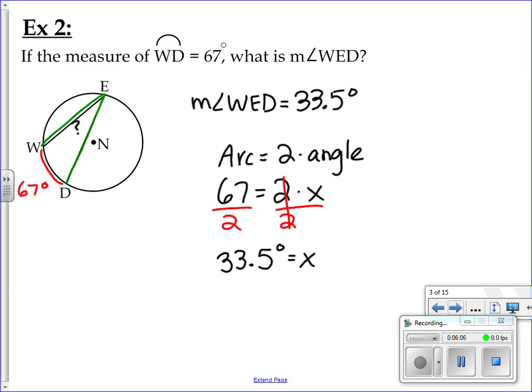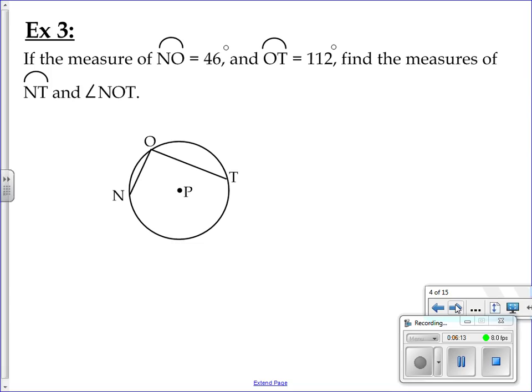So just remember, the arc is always 2 times more than the inscribed angle. All right, let's take a look at one more, example 3. So this time we're given the measure of arc NO. So I'm going to label that here. It's 46 degrees. We're also given the measure of arc OT. That is 112 degrees. And we're trying to find the measure of arc NT. We're trying to find this missing arc here. And we're also trying to find the measure of angle NOT.